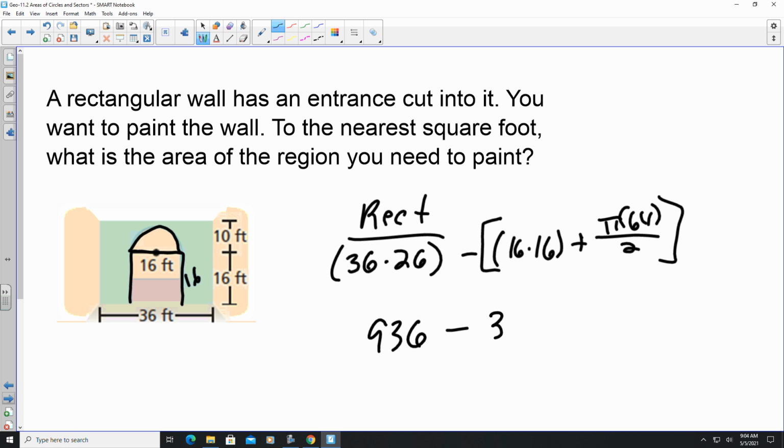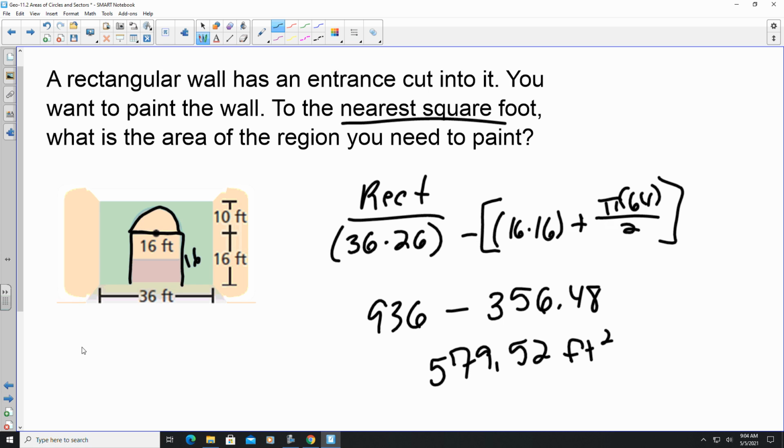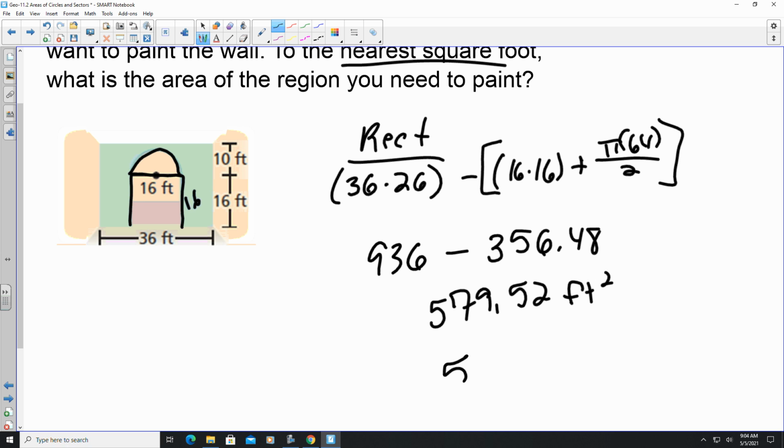Approximately we get 356.48. Subtract the two together, we get 579.52. And that's square feet, but they want it to the nearest square foot. So our answer is 580 square feet.